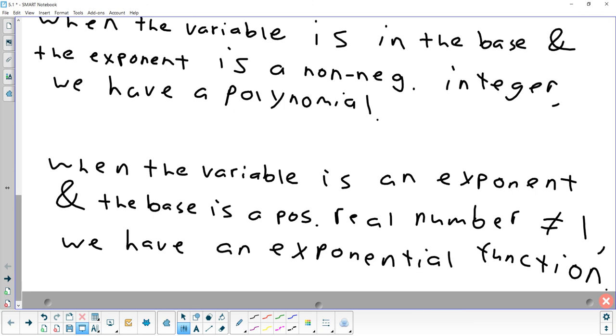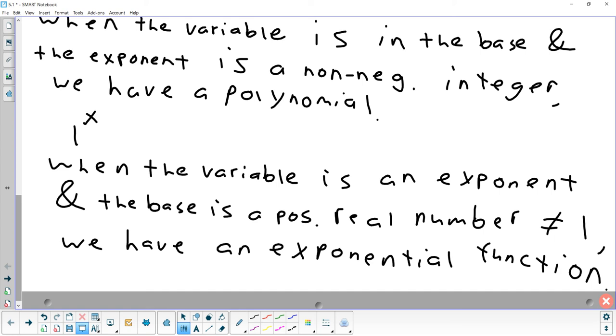Now, why do you think the base can't be 1? Why wouldn't something like this be considered an exponential? Julie? Because the value won't change. Yeah, the value would always be 1. Even if you do 1 to the 50th power, it's still 1. So exponential functions either grow very rapidly or decay very rapidly. We're going to talk about both types, exponential growth and decay.